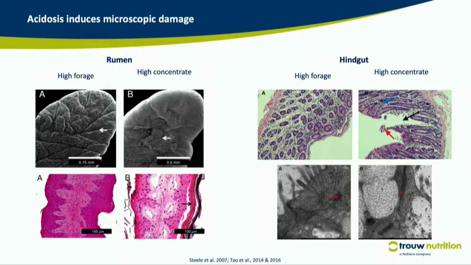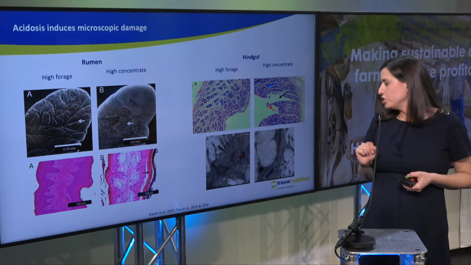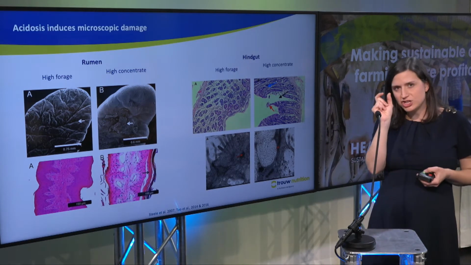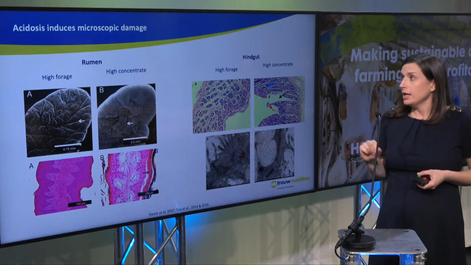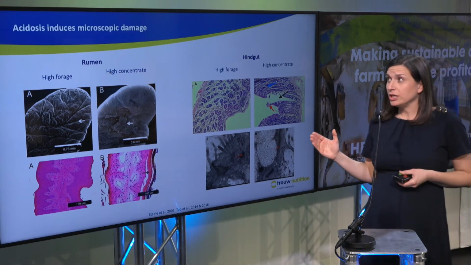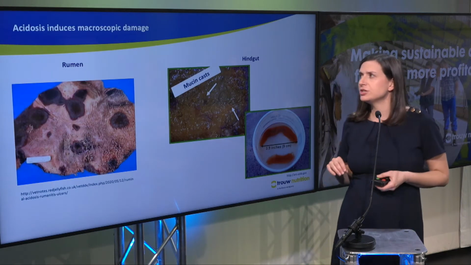When we look at the hindgut, we get a very similar picture. Within the control diets, this is how a healthy intestine looks. As soon as we introduce the high-grain diets, we lose the architecture, and there is a sloughing of the cells. In the electron microscopy images, the red arrow shows that the tight junction complexes are also suffering.